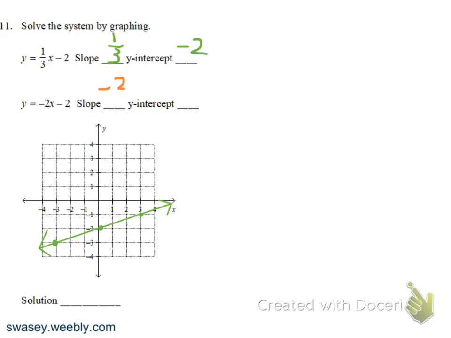For the second one, our slope is negative 2 over 1 since we're graphing. Y-intercept negative 2. So plot a point at negative 2, and then go down 2 to the right 1. Once you've graphed both lines, then you're looking for the place where they intersect. So our solution here is 0, negative 2. Intersecting lines will produce one solution.